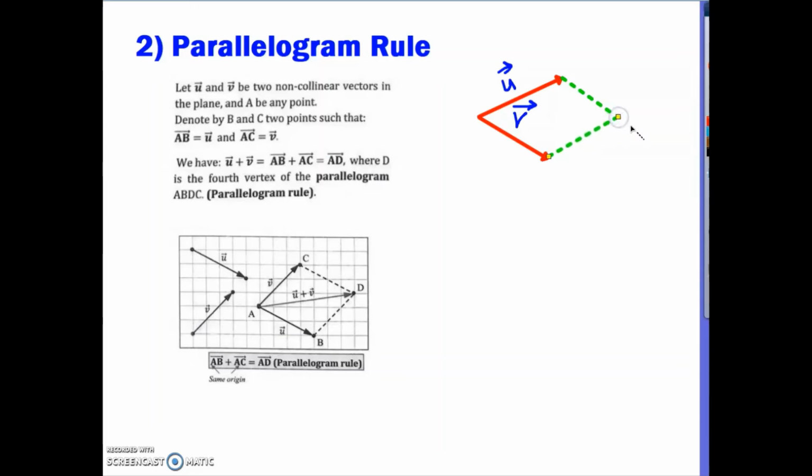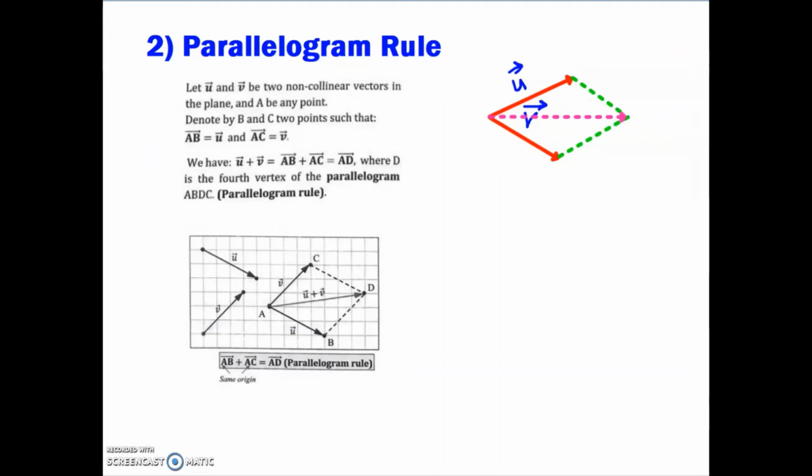Okay, now we got a parallelogram, and I will draw the resultant vector, which is U plus V. So we will get U plus V as follows. The starting point is this, and the ending point is this, which is the fourth vertex of the parallelogram that we formed here.